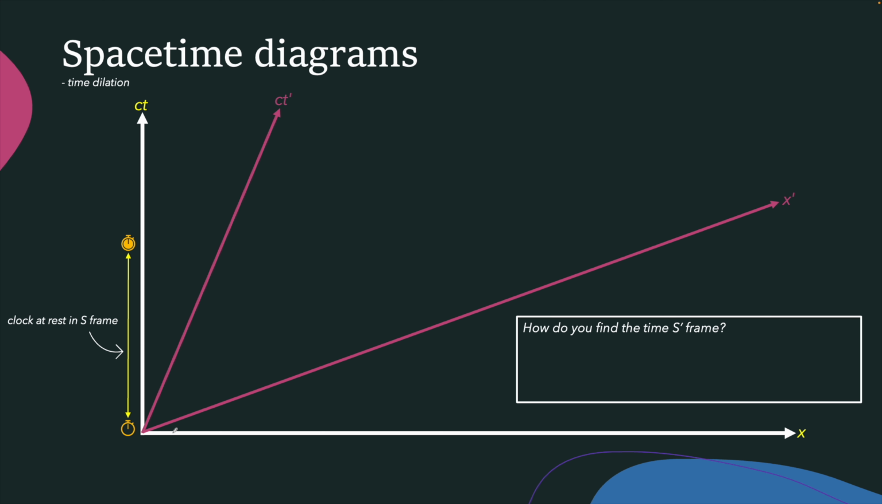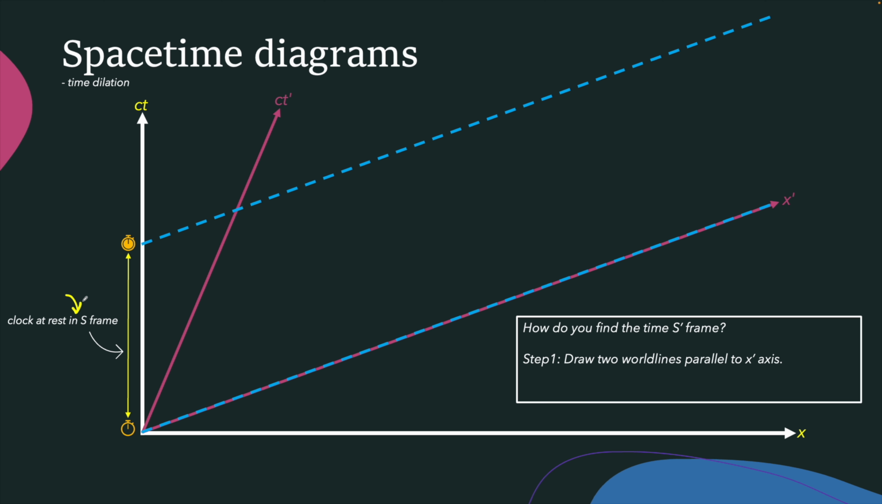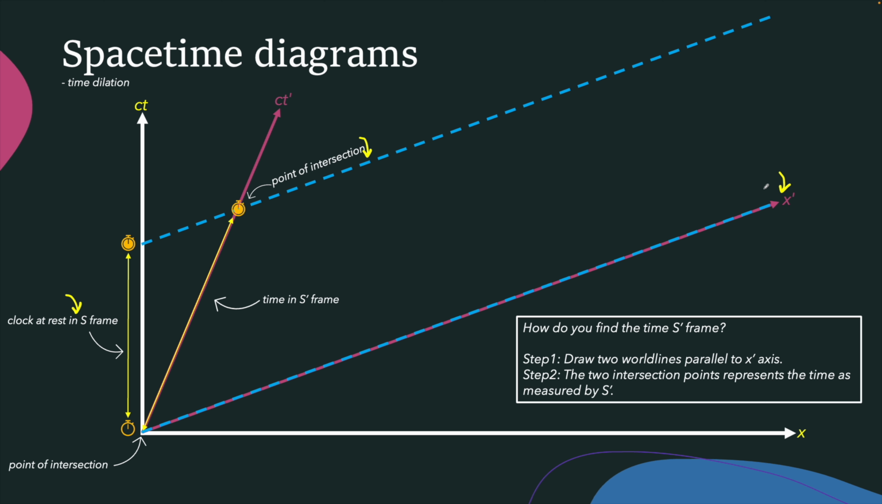Now, because we have learned that length, if it is at rest on S frame, you draw parallel lines with respect to your X frame, but here that's not the case. You will draw parallel world lines to the opposite frame, meaning you're going to draw two world lines parallel to the X prime frame. I repeat, the clock is at rest on S frame, but this time your world lines are going to be drawn parallel to your X prime frame. And then again, the process is the same. You will look for the point of intersection that will give you time in S frame.